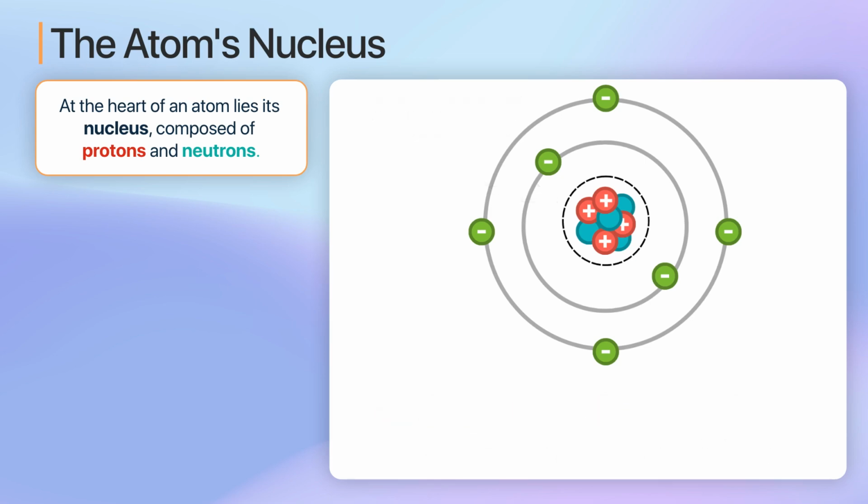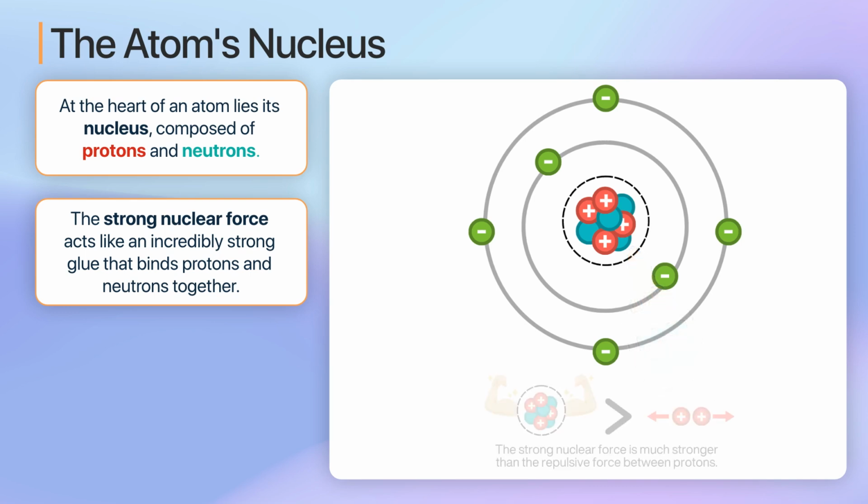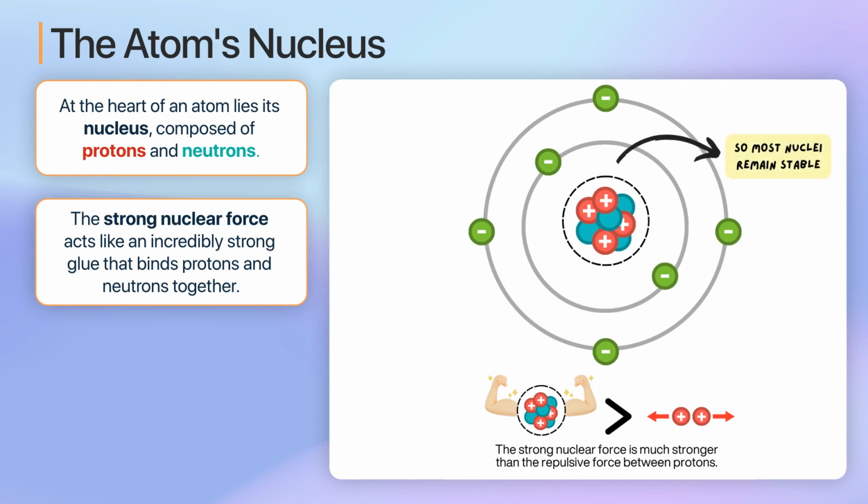The answer lies in a powerful force known as the strong nuclear force. This force acts like an incredibly strong glue that binds protons and neutrons together, but it only works over very short distances, within the tiny confines of the nucleus. The strong nuclear force is much stronger than the repulsive force between protons, which is why most nuclei remain stable.